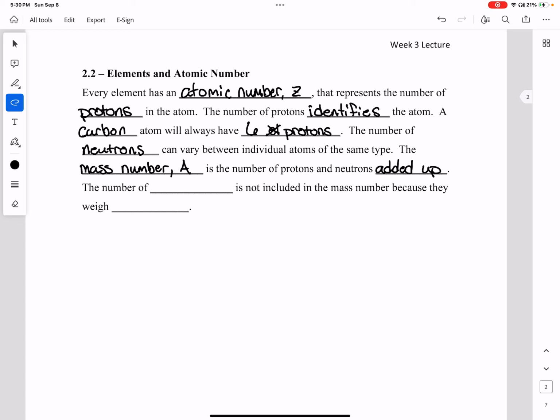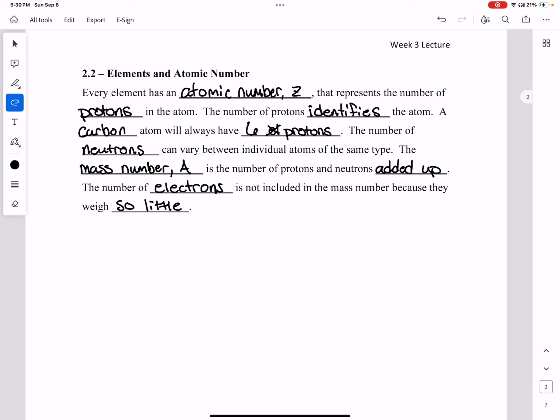And we'll see momentarily that since different atoms can have different numbers of neutrons, then different atoms of the same type can have a different mass. And so the number of electrons we did not include because they weigh so little, as we mentioned before. It's insignificant how much they weigh.